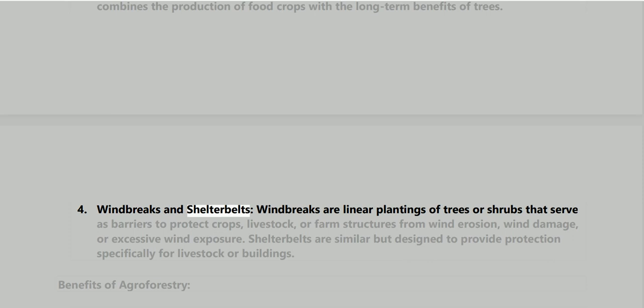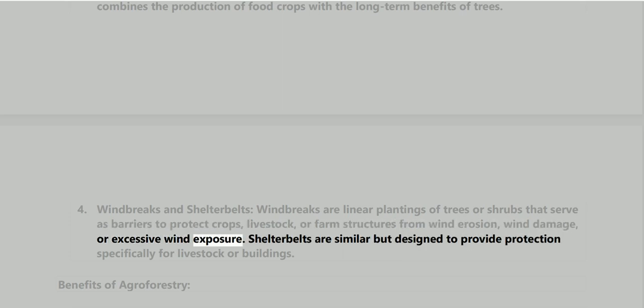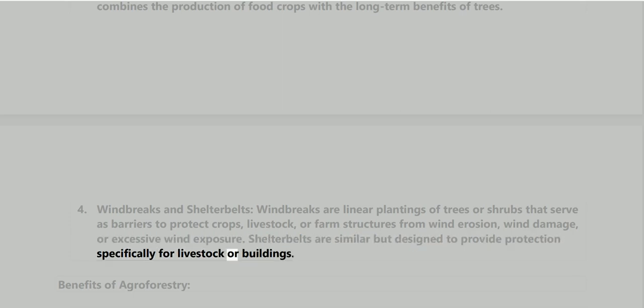4. Windbreaks and shelter belts. Windbreaks are linear plantings of trees or shrubs that serve as barriers to protect crops, livestock, or farm structures from wind erosion, wind damage, or excessive wind exposure. Shelter belts are similar but designed to provide protection specifically for livestock or buildings.